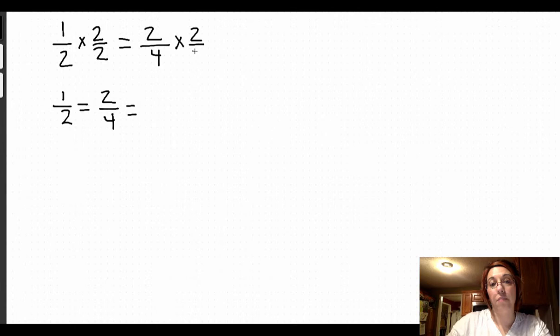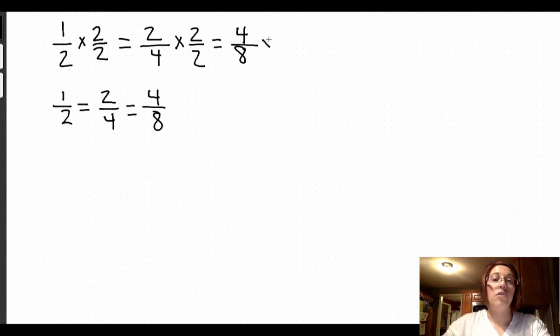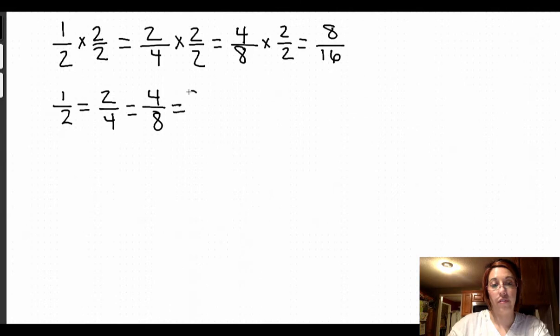We want to take 2/4 and make another equivalent fraction. We could multiply it by the fraction 2 halves. 2 times 2 is 4. 4 times 2 is 8. And we get 4/8. Now we could keep doing the same process of multiplying it by 2 halves, and we would keep coming up with equivalent fractions: 8/16. We can do this with any fraction and any non-zero number.